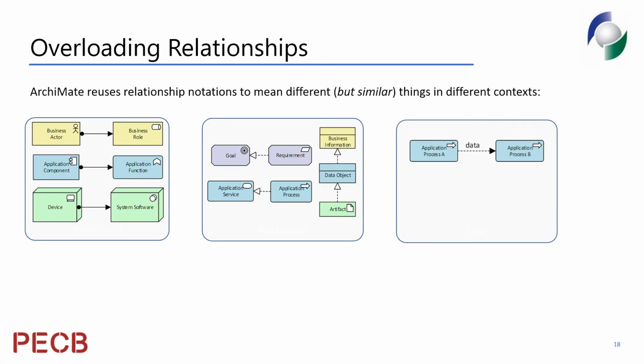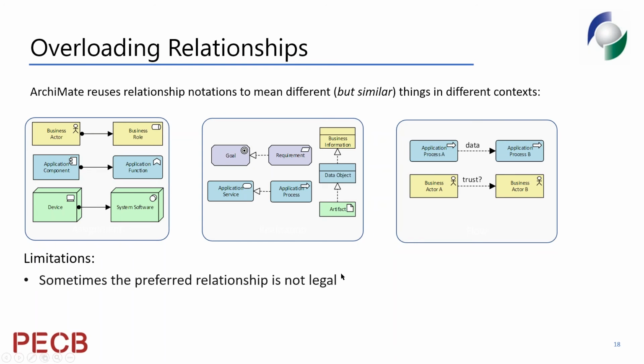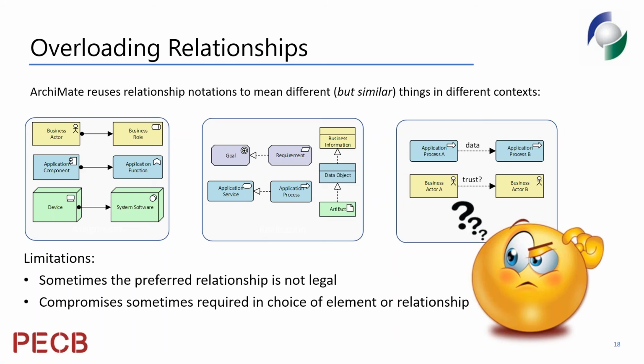And we can do the same for security. So when we have a data flow from one process to another, maybe you can reuse that for trust, although it's hard to explain what exactly is flowing in that trust relationship. But it's intuitive, and we can stereotype it and make sure that the model works in that way. Again, limitations. Sometimes the most intuitive relationship you'd like isn't legal within the current ArchiMate standard, so we sometimes have to make compromises to be able to express what we'd like to express.